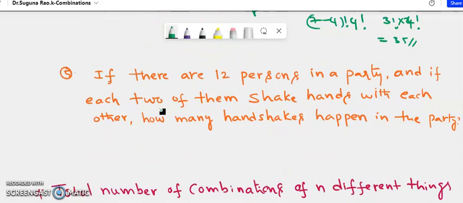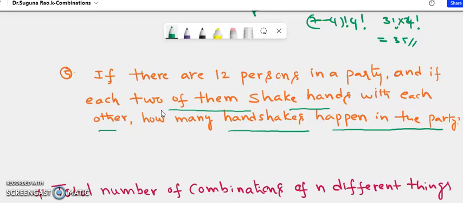And one more problem, very important. If there are 12 persons in a party, and if each two of them shake hands with each other, how many handshakes happen in that party? Here observe one thing, all of you. When 2 persons shake hands, it is counted as one handshake, okay? Not 2. Therefore, the total number of handshakes is the same as the number of ways of selecting 2 persons from 12 persons. Okay, one handshake means 2 persons shake hands.